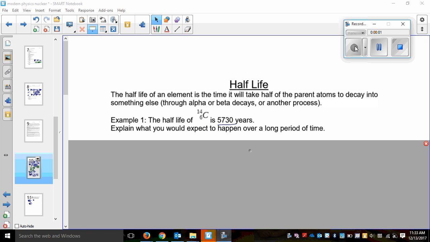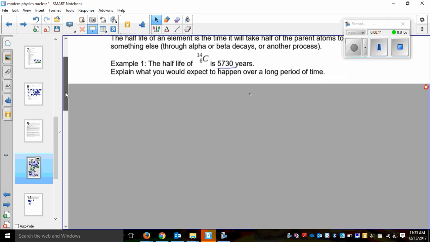Half-life is the time it takes for half of the parent atoms to decay into something else through alpha or beta decay. So example number 1, the half-life of carbon-14 is 5,730 years. So you might hear of carbon dating. This is what they're talking about. They're looking at how much carbon is left, and they can tell when the living organism existed. Okay, so what do you expect would happen over a long period of time?